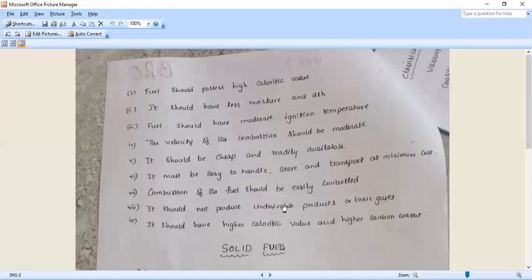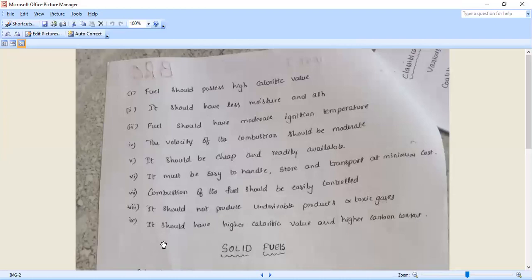Fuels are used to generate energy in the form of heat. Already we discussed some of the industries, like nuclear power plants, thermal power plants, hydroelectric power plants. They use fuel. The fuel will burn and the heat energy will be converted into electrical energy. At the same time, they discharge hazardous waste to the environment. So that hazardous waste should not be toxic gases.